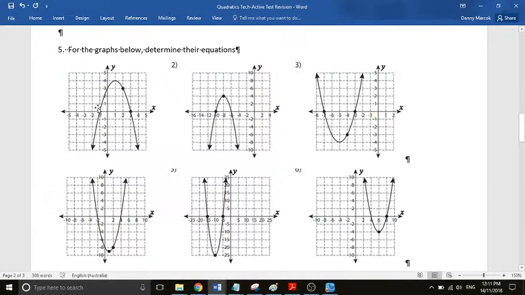Basically we need at least 2 points. If we've got the two x-intercepts, we need one more point. It doesn't matter what that point is. If we've got a turning point, well, then we only need one more point. So let's have a look at this.